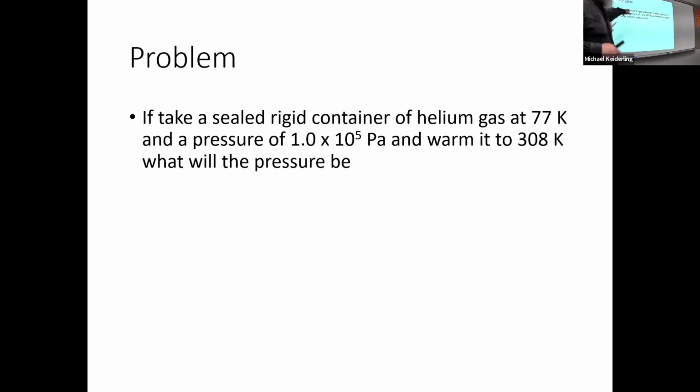So if I take a sealed, which tells you N is constant, rigid, which tells you volume is constant, container of helium gas at 77 Kelvin and a pressure of 1 times 10 to the 5th pascals, and warm it up to 308 Kelvin. What will the pressure be?